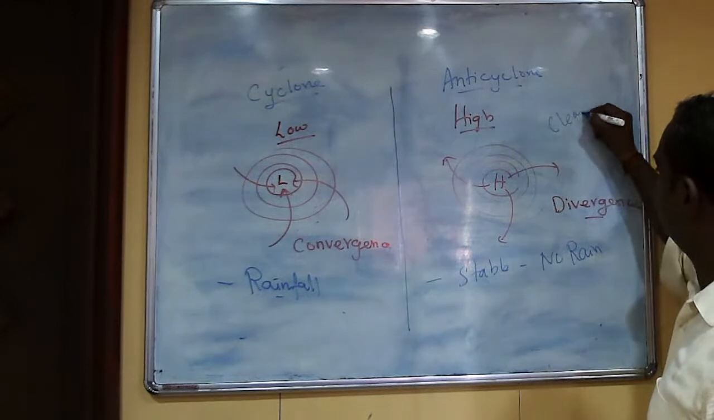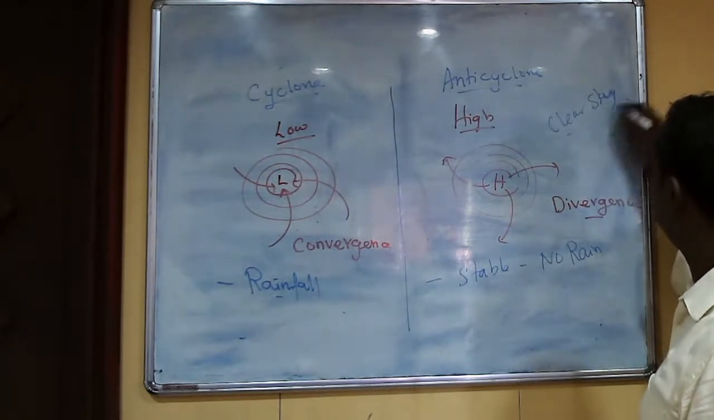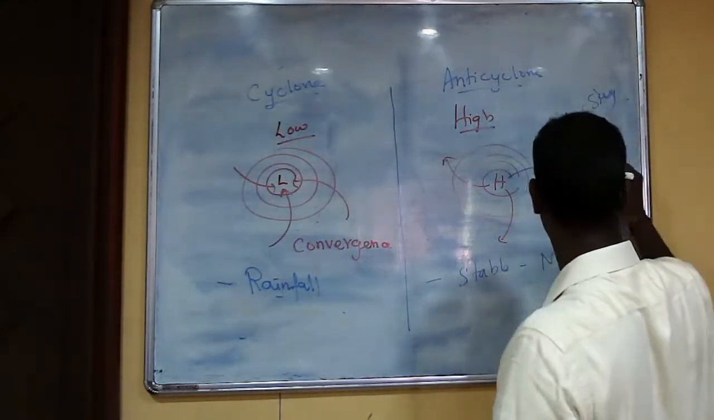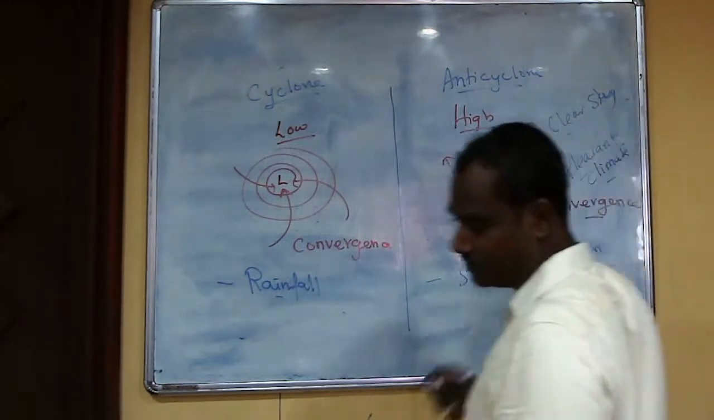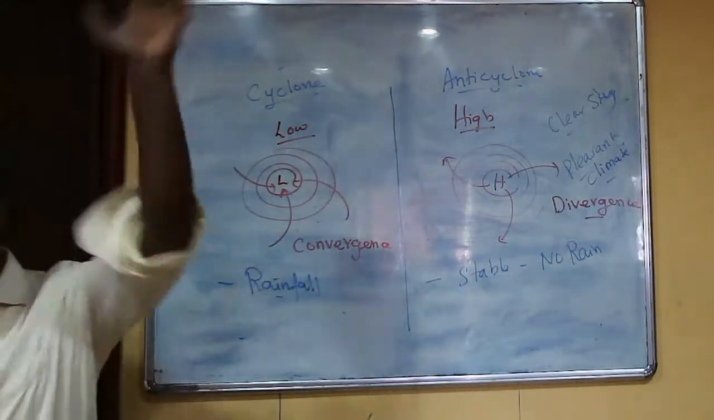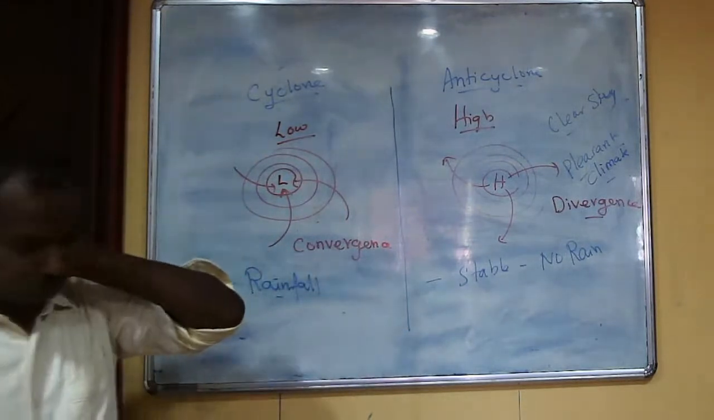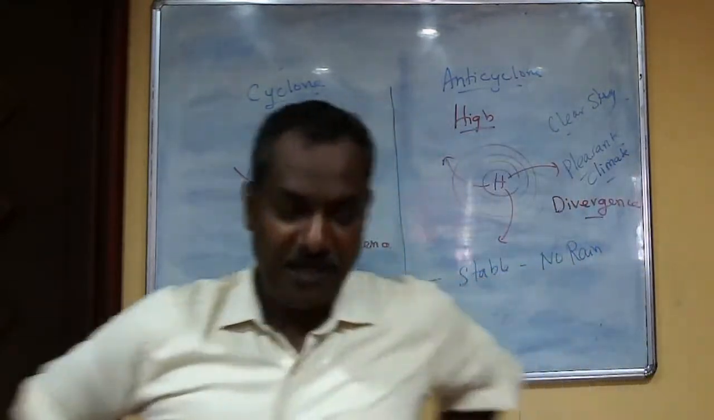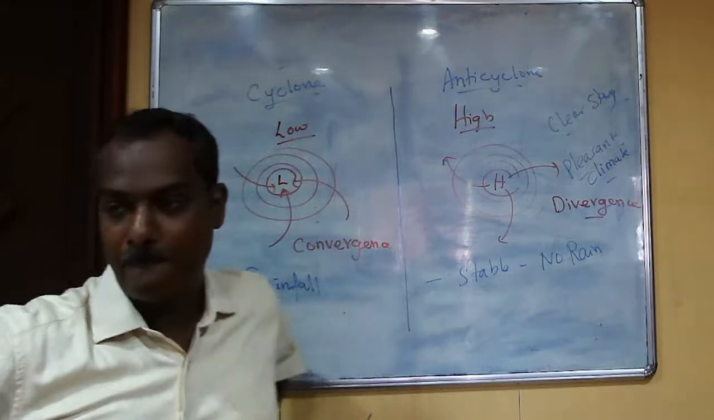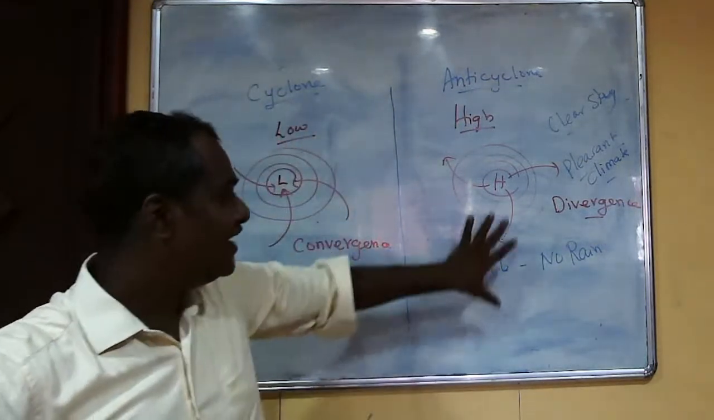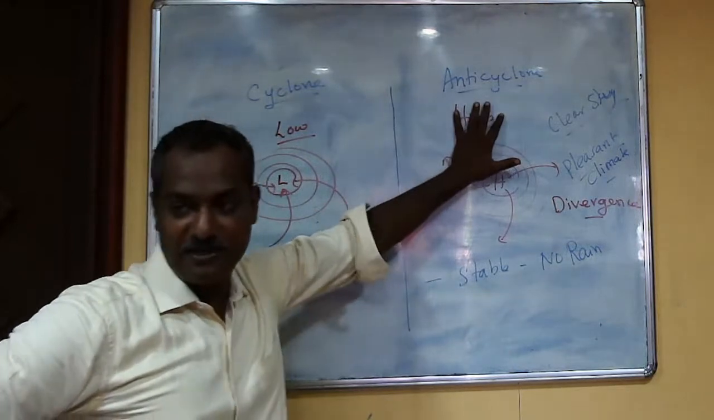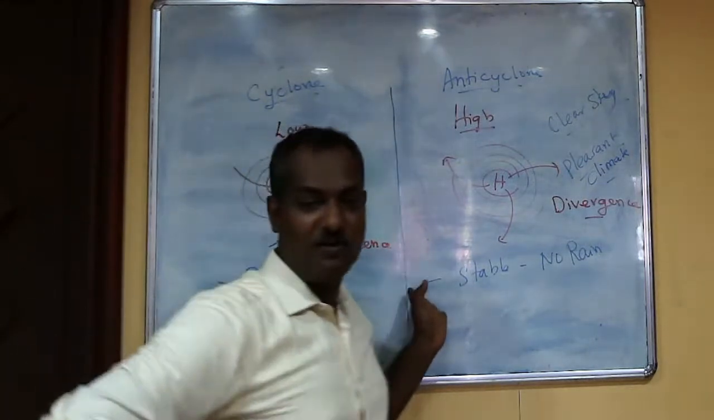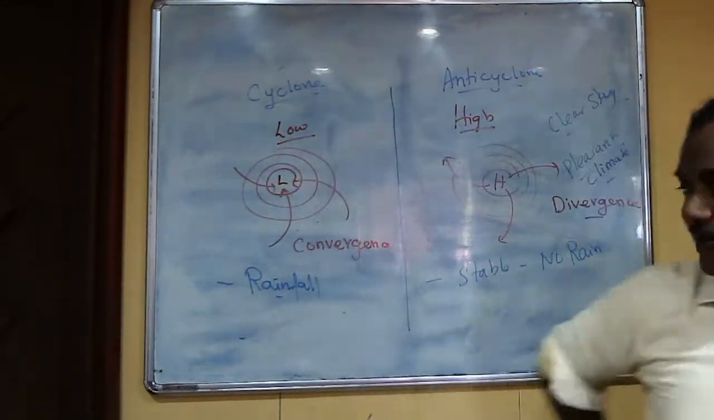Clear sky, no clouds, pleasant climate, no rainfall. What is it? Atmospheric stability. Here in the anticyclone, atmospheric stability. In the cyclone it is unstable. Instability is required, then only you will get rainfall. If instability is not there, you will not get rainfall. Stable climate doesn't provide any rainfall.